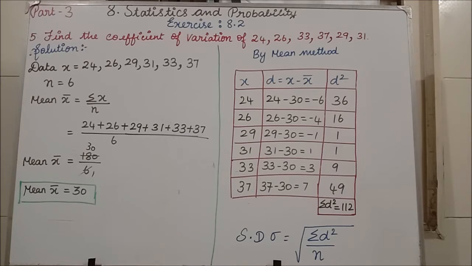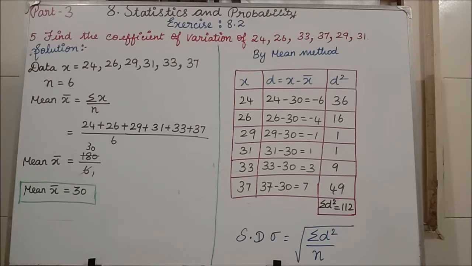Next, in exercise 8.2 we are going to see the fifth question. Find the coefficient of variation of 24, 26, 33, 37, 29, 31. They have given some observations. With these observations, we have to find the coefficient of variation. First you have to think what the coefficient of variation formula is. C.V. is equal to standard deviation divided by mean into 100%.